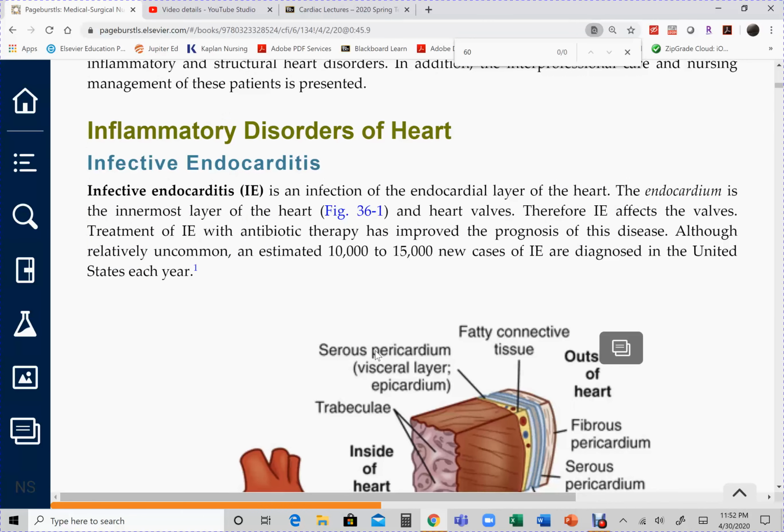The concepts involved in infective endocarditis are perfusion, because this condition causes heart failure, and the nature is an infection. So there is infection and perfusion. Because it's an infection, you have to bring in your chain of infection concept here.